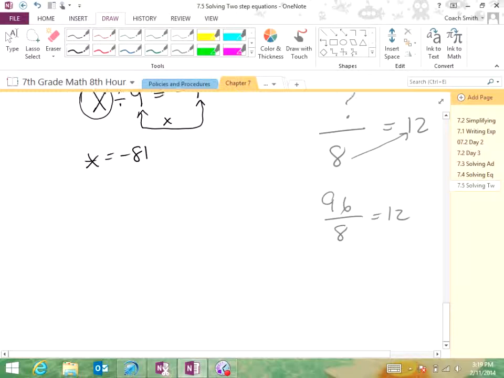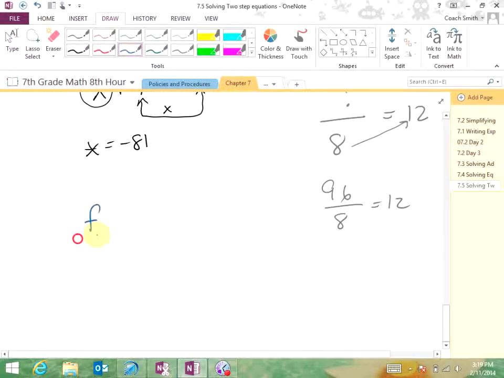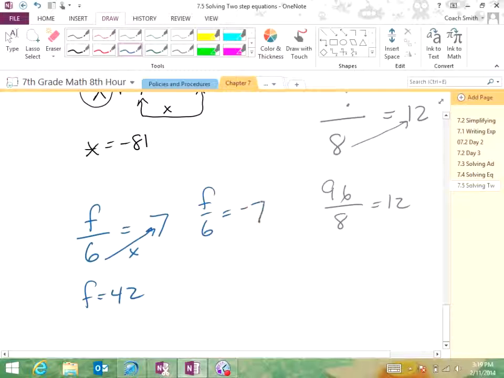So anytime you get to this point, let's say I had f over 6 equals 7. Just remember, here's all you're doing. That times that is what? So f equals 42. If it was f over 6 equals negative 7, then the only difference would be f is equal to negative 42. Okay? And that's what you're doing.